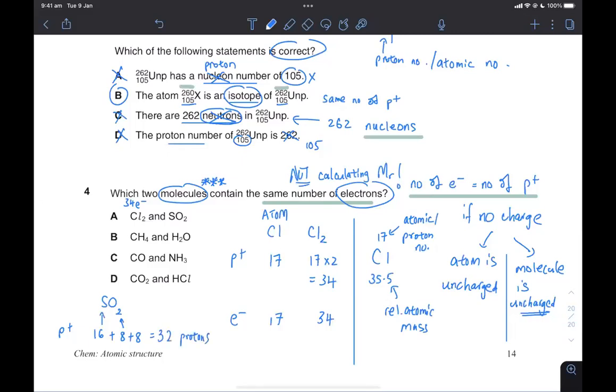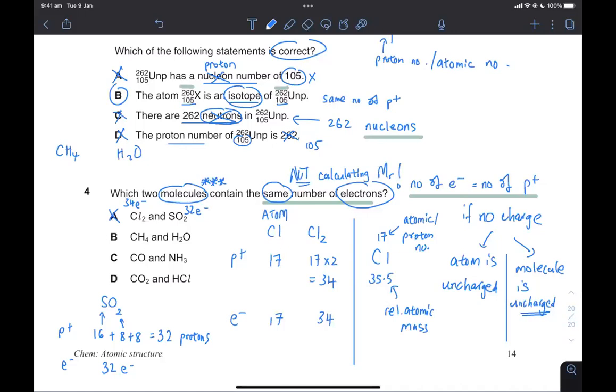So how many electrons does the SO2 molecule have? It's a molecule which is uncharged, so the number of electrons must be equal to the number of protons for the whole molecule to be uncharged, right? So how many electrons must SO2 have? 32. Also 32 electrons. And guess what? They want the same number of electrons, so A cannot be the answer. Okay, I'm going to go for B, CH4 versus H2O.